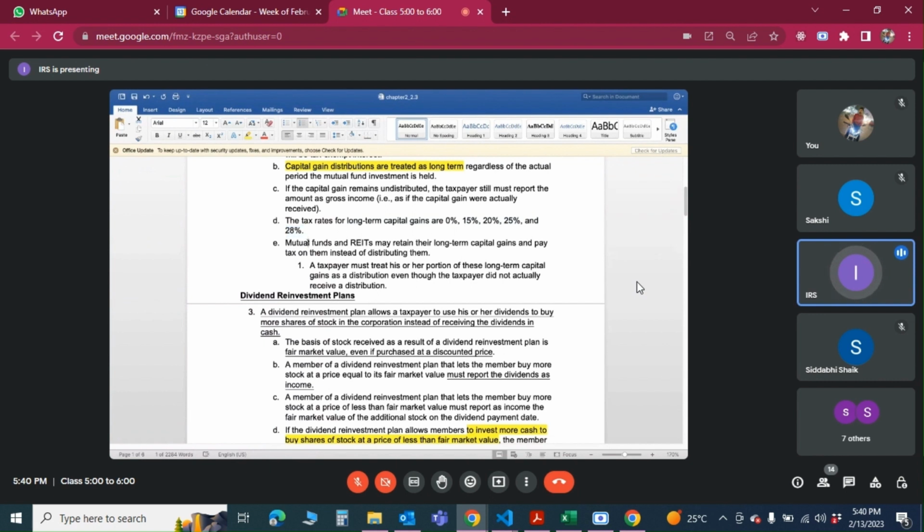Mutual funds and REITs. REITs are special real estate trusts, and they may retain their long-term capital gain and pay tax on it instead of distributing it. And usually those REITs will issue K-1s, and on K-1s we will see those amounts. You may not get 1099s because they are more like an investment company where people can put in money and become one of the partners. And usually they're given K-1s.